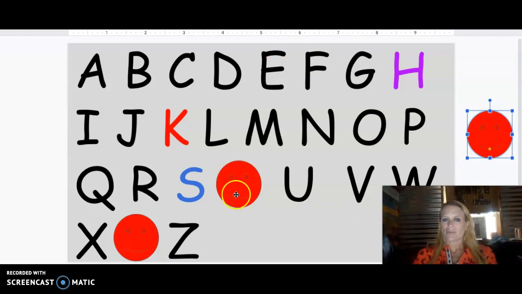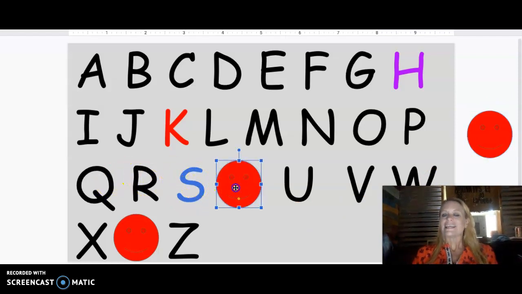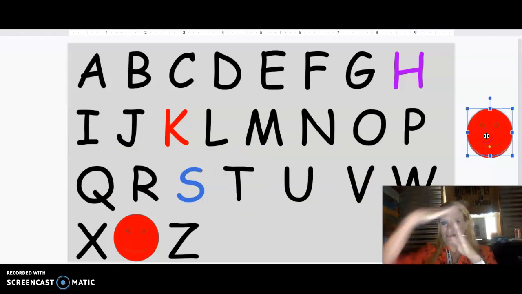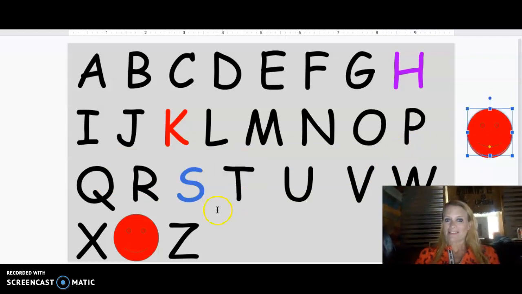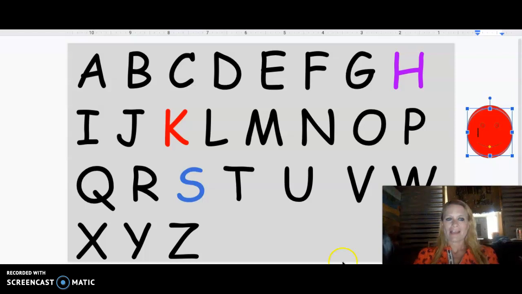What is our second one? What letter comes after S? Q, R, S, T. Make a T with your hand. T, t, t. And the last letter I hid today was after X comes Y. What sound does Y make? Yeah, yeah, yeah. Good job.